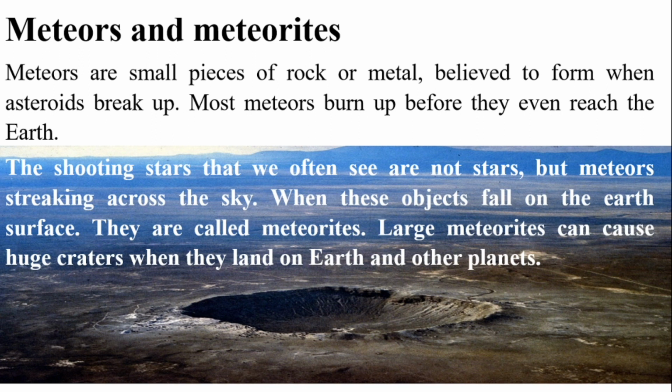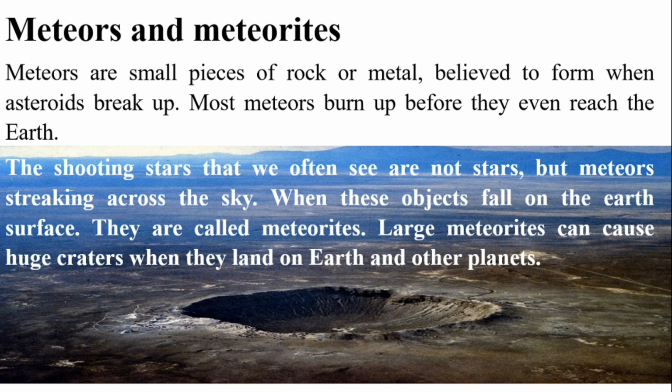The next topic we are going to study is meteoroids and meteors. Meteoroids are small pieces of rock or metal believed to form when asteroids break up. When an asteroid breaks up into small rock or metal, most of the meteors burn up before they reach the Earth. If they burn up or break up, it will not cause any problems on the Earth.